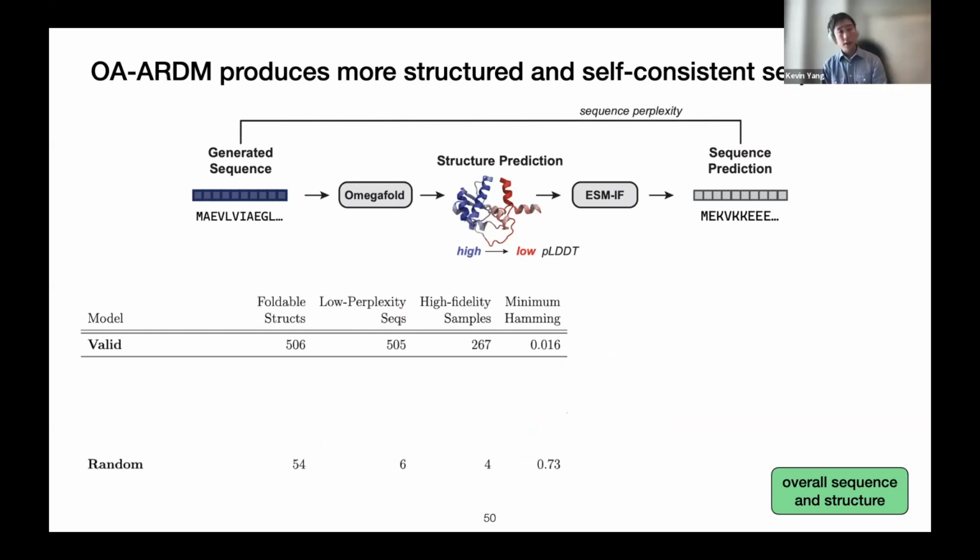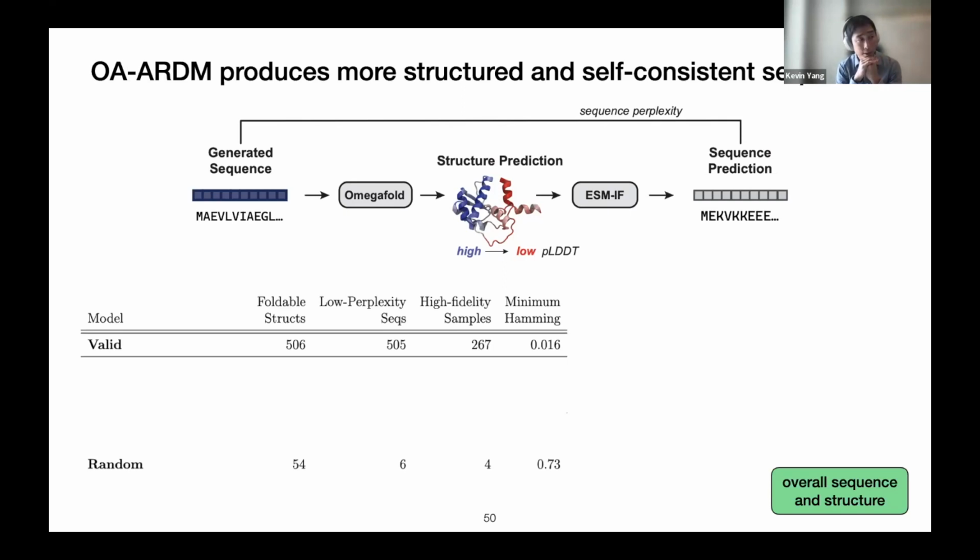Okay. We can also look at, if we want to set hard cutoffs, we can say anything that's better than the average for the validation set is foldable, given the pLDDT, or low perplexity, given the perplexity. And the intersection, if it's in the top quadrant for both of those, we're calling that a high fidelity sample. So that's the first three columns. You can see that for the validation set, as you'd expect, about half are foldable, half are low perplexity, and a quarter are high fidelity.